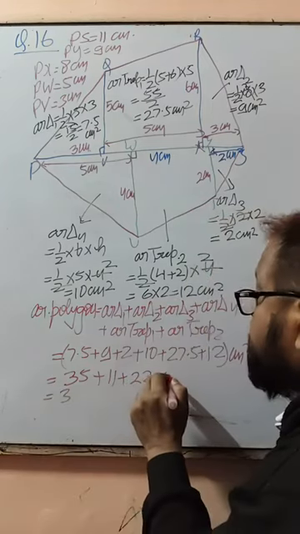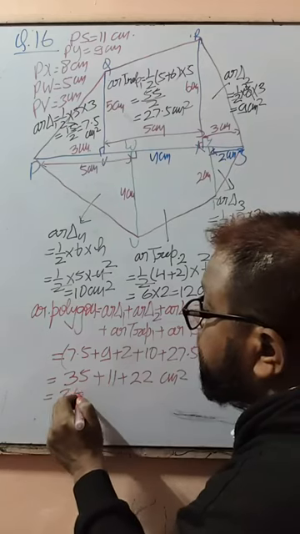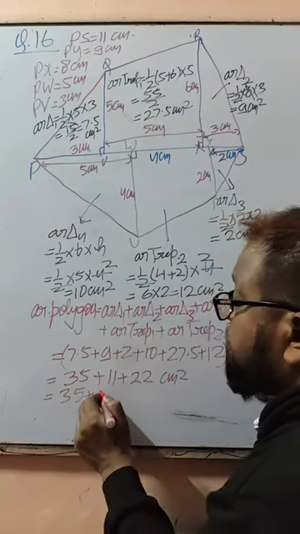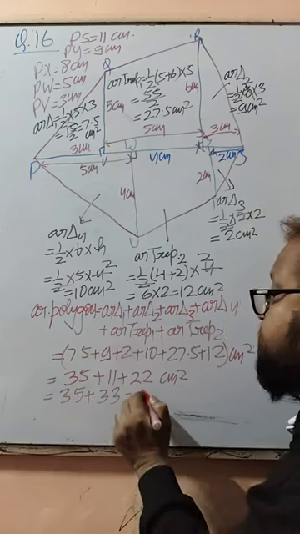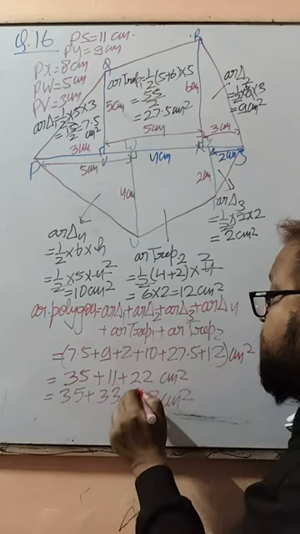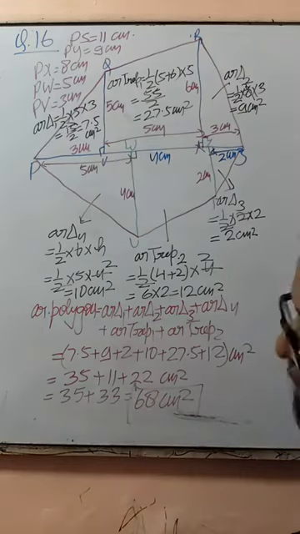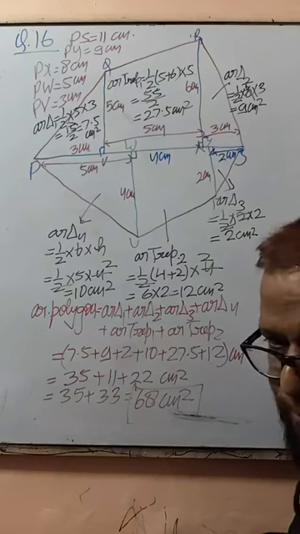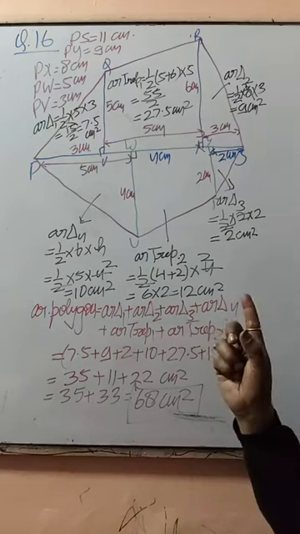This is centimeter square. 35 plus 33 becomes 68 centimeter square. So area of polygon is 68 centimeter square. Check your answer, please. 68 centimeters square. Done? No, sir.